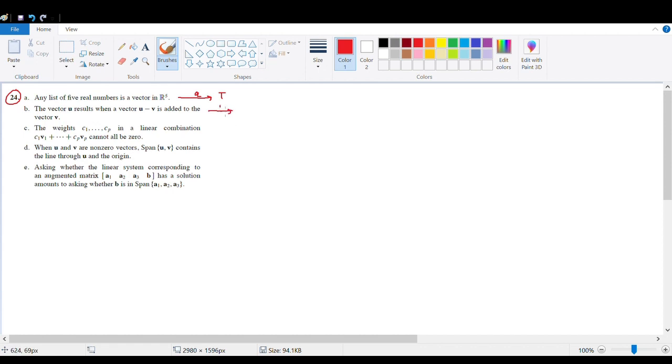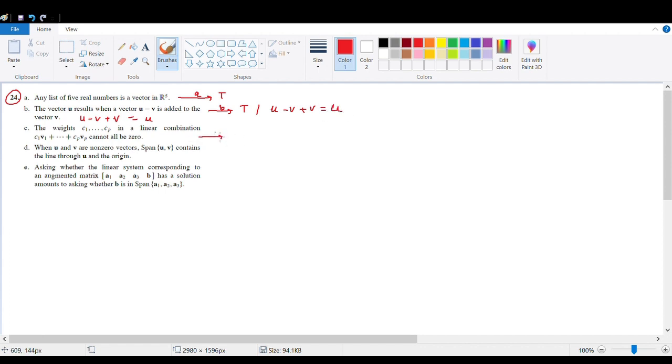So here we have B. If we add the vector U minus V with the vector V, so U minus V plus V, this will give us minus V plus V which is 0, and here we get the vector U. So this one is true. That's because U minus V plus V is equal to U.